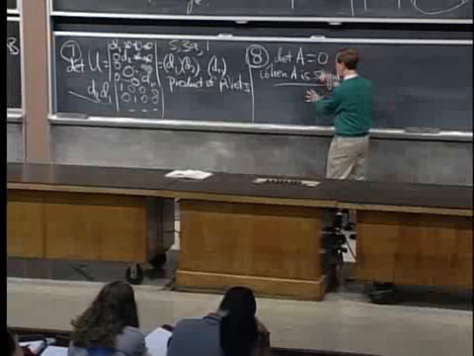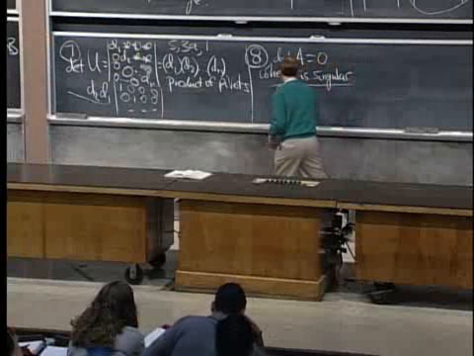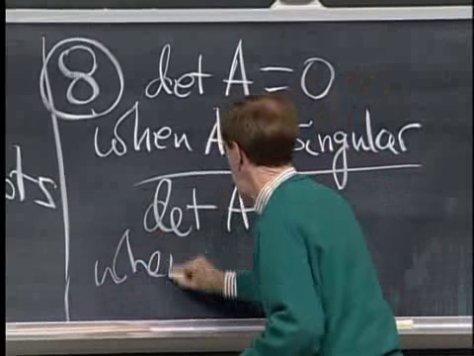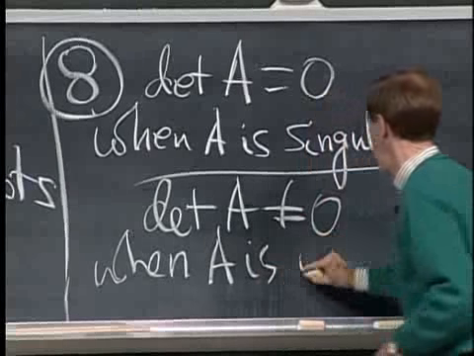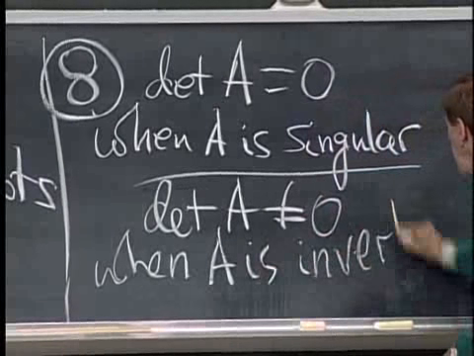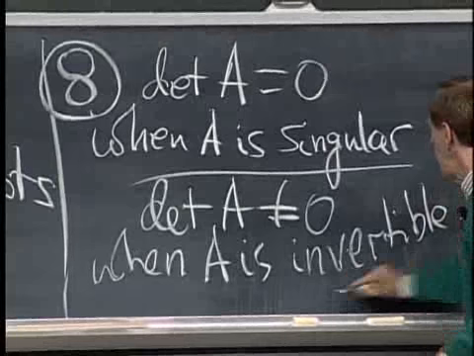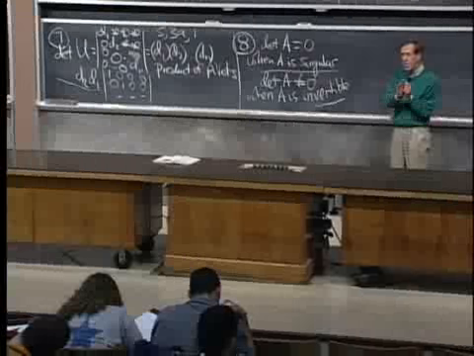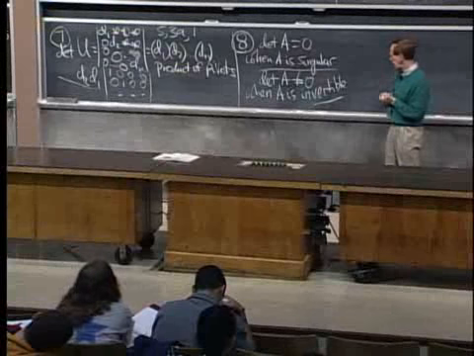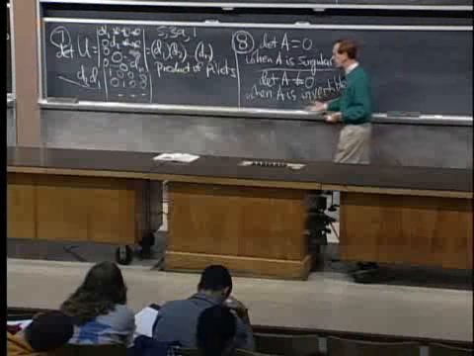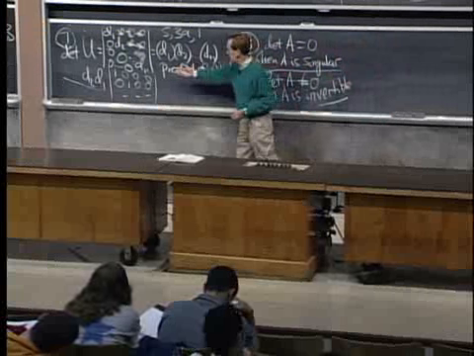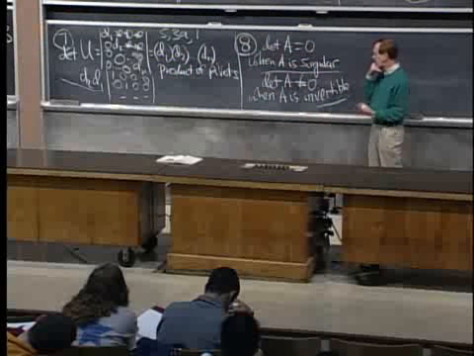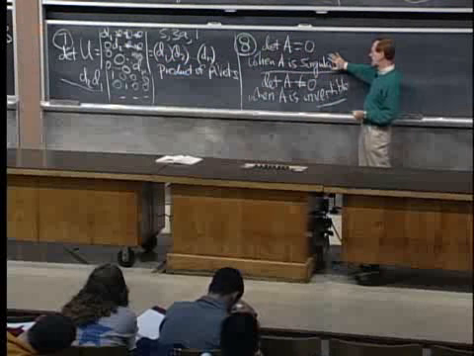So maybe, do you want me to put this in 2 parts? The determinant of A is not 0 when A is invertible. Because in chapter 2, we figured out when the matrix is invertible. It's invertible when elimination produces a full set of pivots, and we know the determinant is the product of those non-zero numbers. So those are the two cases.